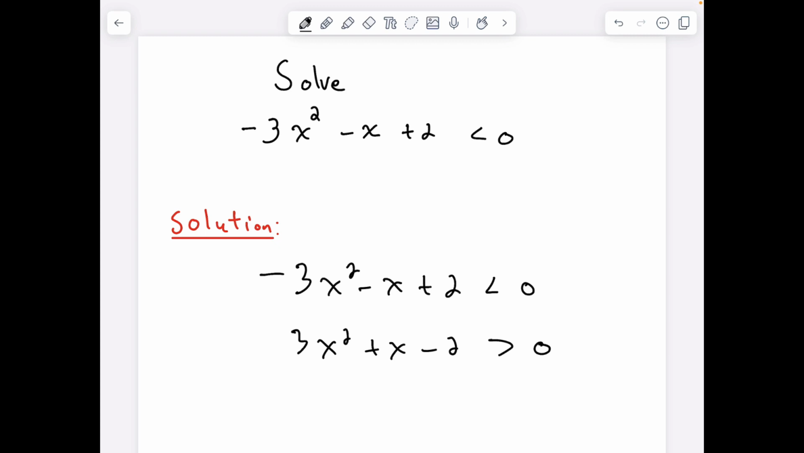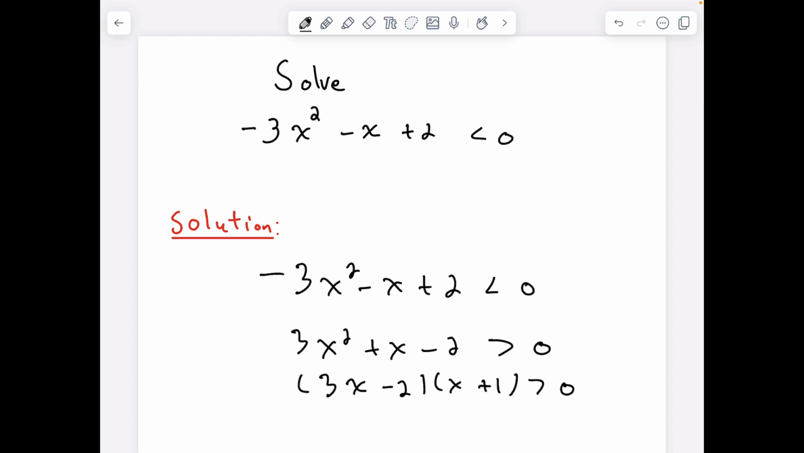So the next step is this. I'm going to factor this quadratic, this trinomial, on the left-hand side. If you factor it, it'll be (3x - 2) times (x + 1). I'll explain right now why I'm doing that.